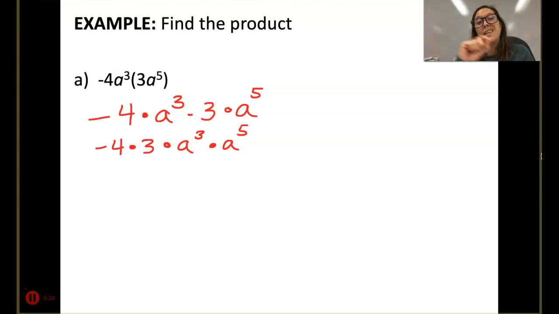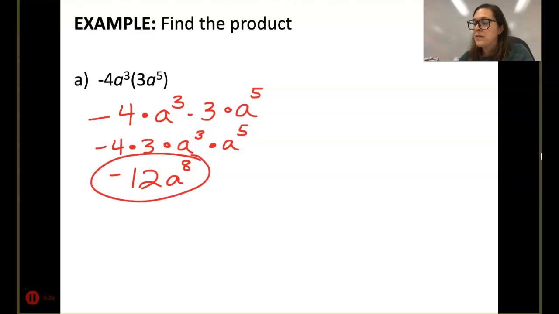Right? Because each one is each individual part. So then multiply together. So -4 times 3 is -12. A to the third times a to the fifth is a to the eighth. So when I multiply those together, I get -12 a to the eighth. If I were doing this on my own, I would just automatically go to -4 times 3 is -12. A to the third, a to the fifth would go to a to the eighth. Right? So not a whole lot of work necessary.